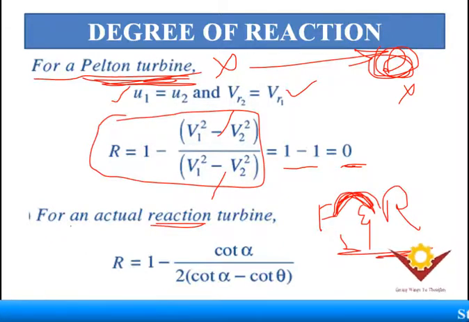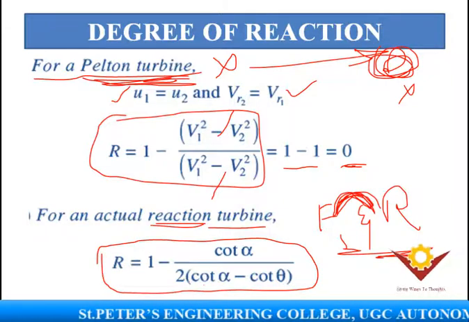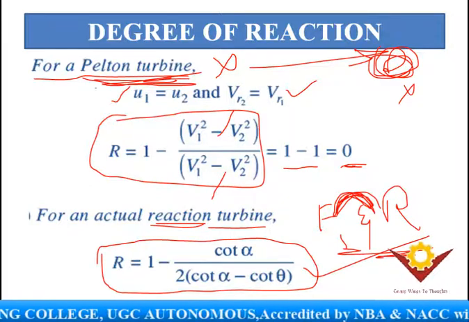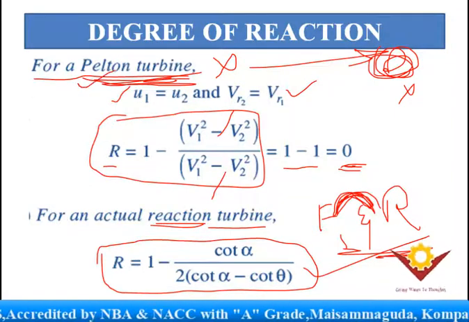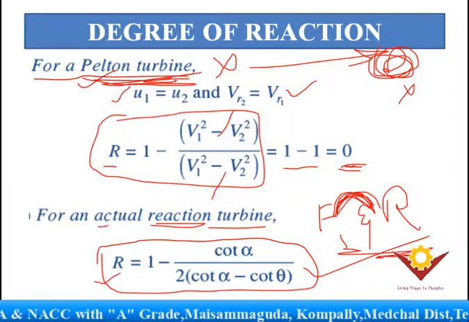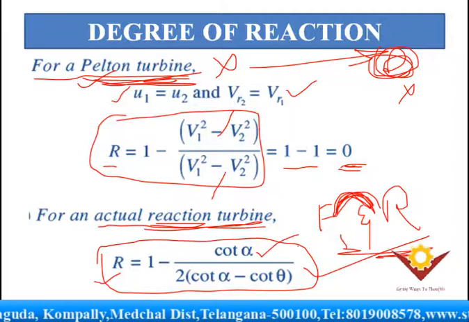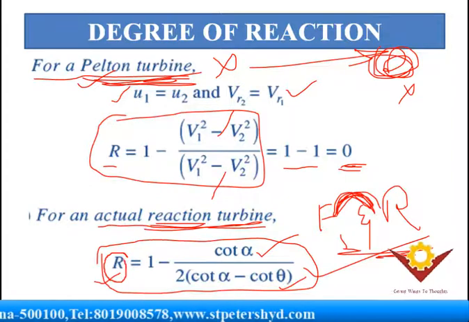And simply for actual reaction turbines, if you resolve by the conditions, you are going to get this formula, which is R equals 1 minus cot alpha divided by 2 cot alpha minus cot theta. Clear? So from this equation also, we can say that R equals 0. That means there is no reaction in the Pelton wheel. And by seeing this, you can say that there will be reactions in the reaction turbines. And if you know the jet angle and the blade angle, if you substitute here, you are going to get the reaction of that particular turbine, like if it is a mixed flow turbine or axial flow turbine.